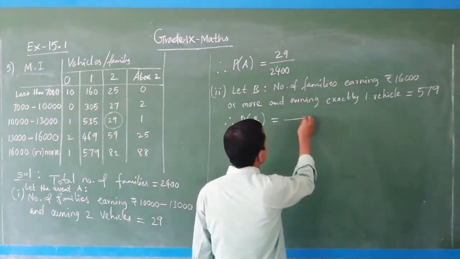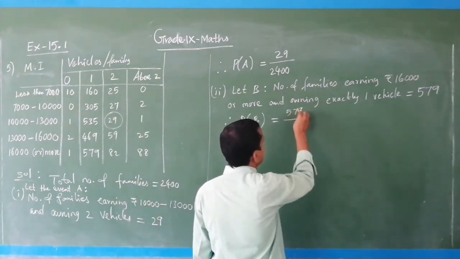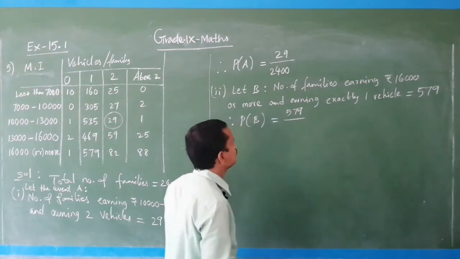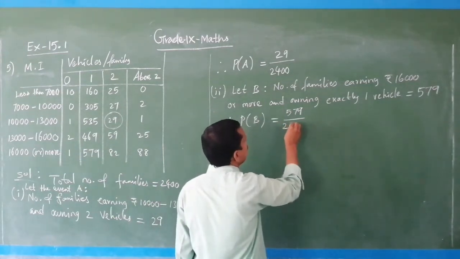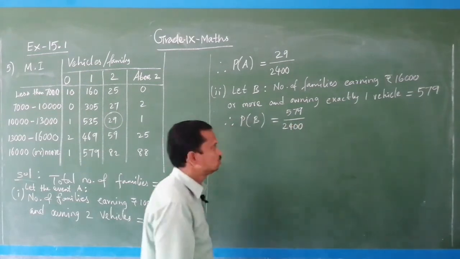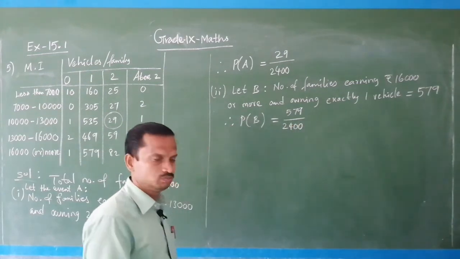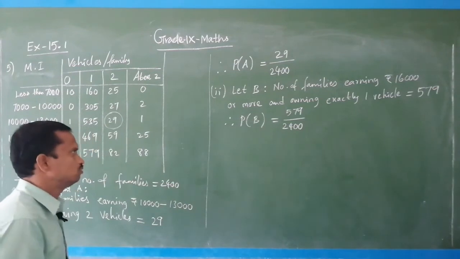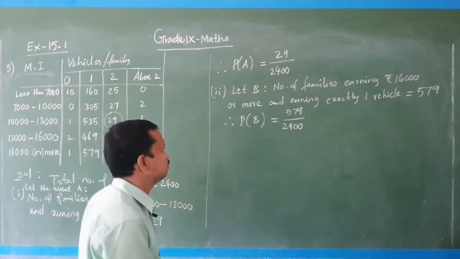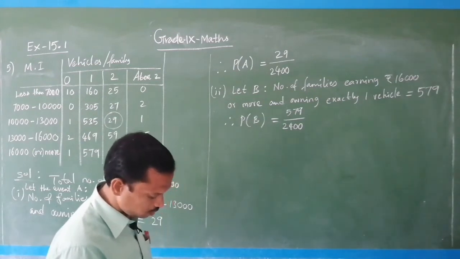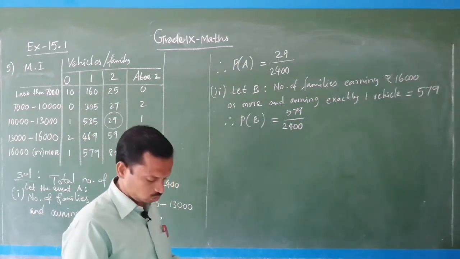Okay, P of B is equal to, in the numerator you have to write 579, the number of families for this event, and the total number of possible outcomes, that is 2400. So this also you cannot simplify. If not simplified, that is also correct. Okay, if needed you can simplify. So 579 by 2400 is the final answer.